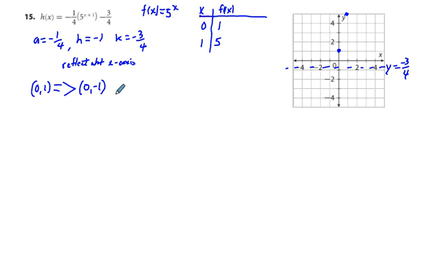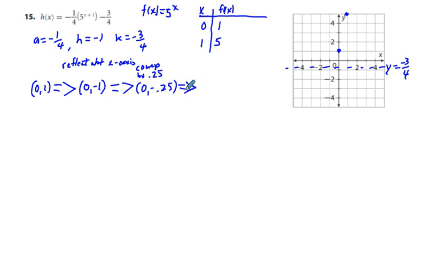And the next thing we're going to do is compress by a factor of 1/4. I'll put 0.25, just to make it easy. So we're going to have 0, and we multiply this by 0.25. We're going to get negative 0.25.